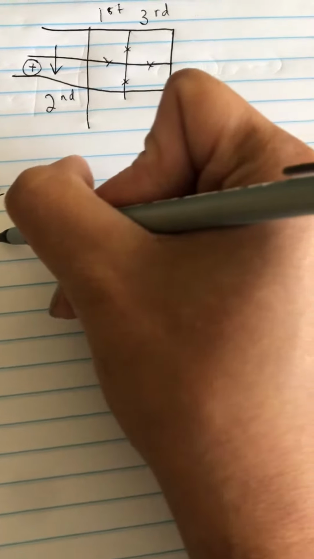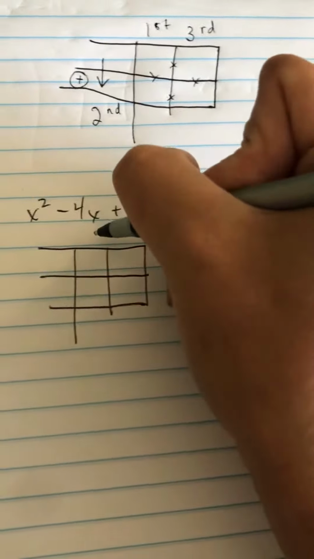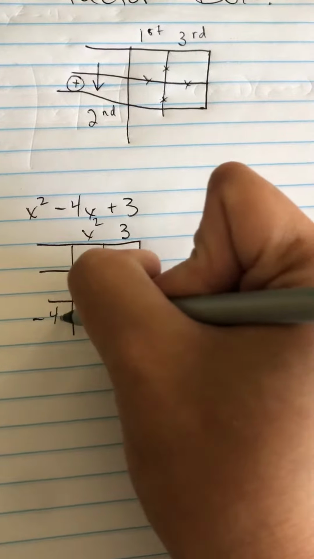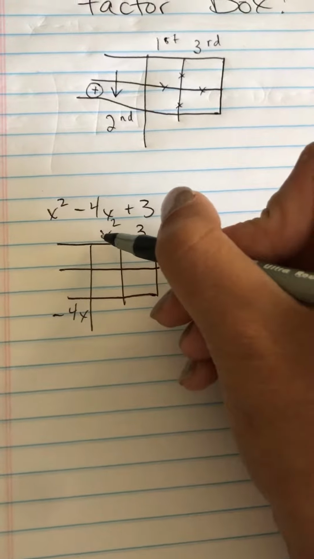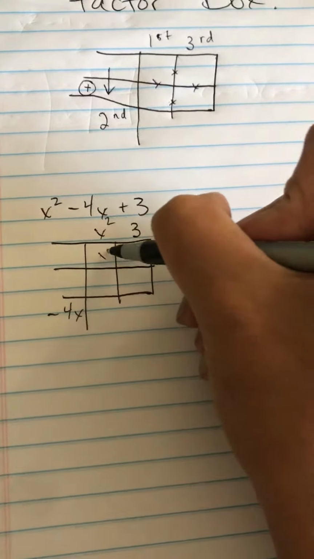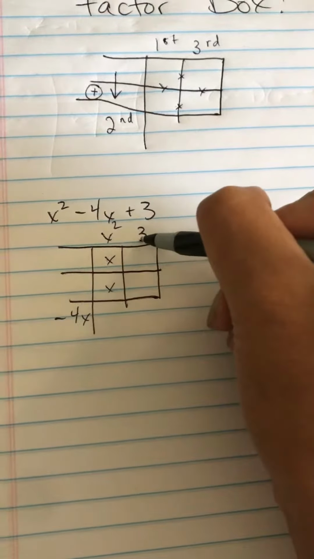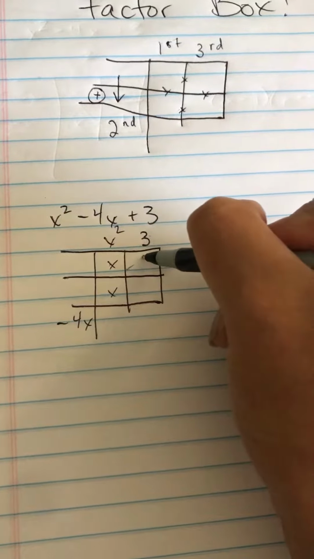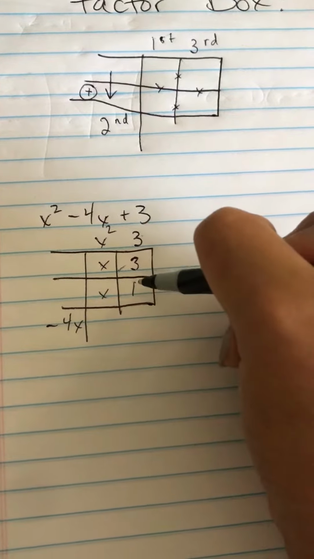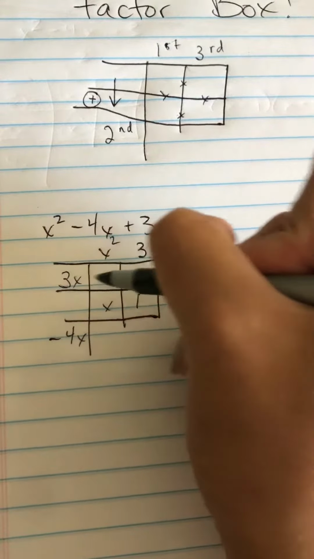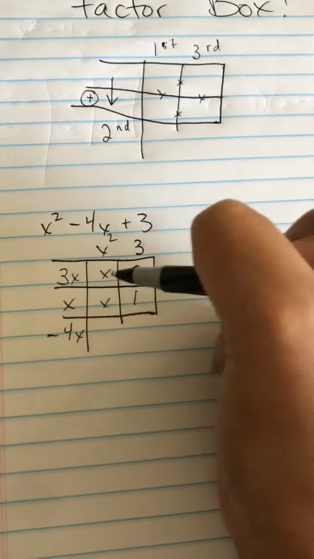To put that in a factor box, we draw our box. We put our first term, our last term, and our middle term. Since our leading coefficient is 1, it's pretty easy. We're just going to have x times x, because x times x is x squared. 3 is a prime number, so 3 is only going to be 3 and 1. 1 times 3 is 3. So when we multiply across, we get 3x and 1x, which is just x.